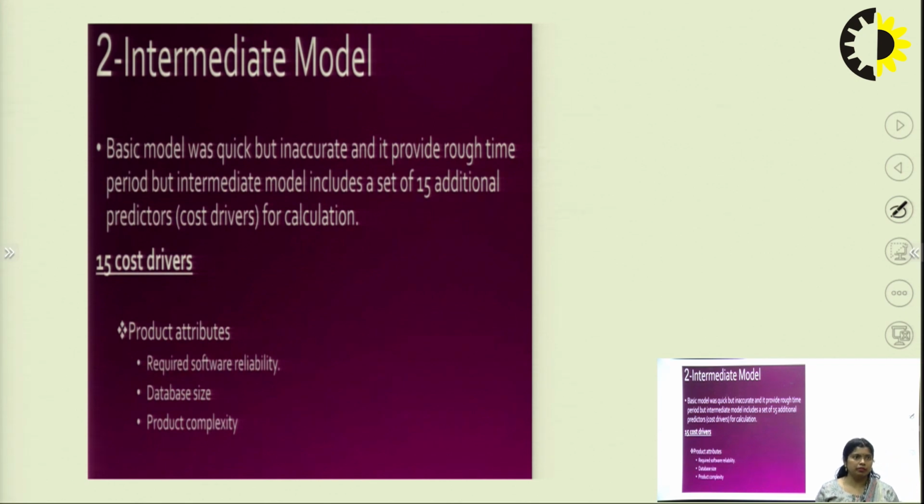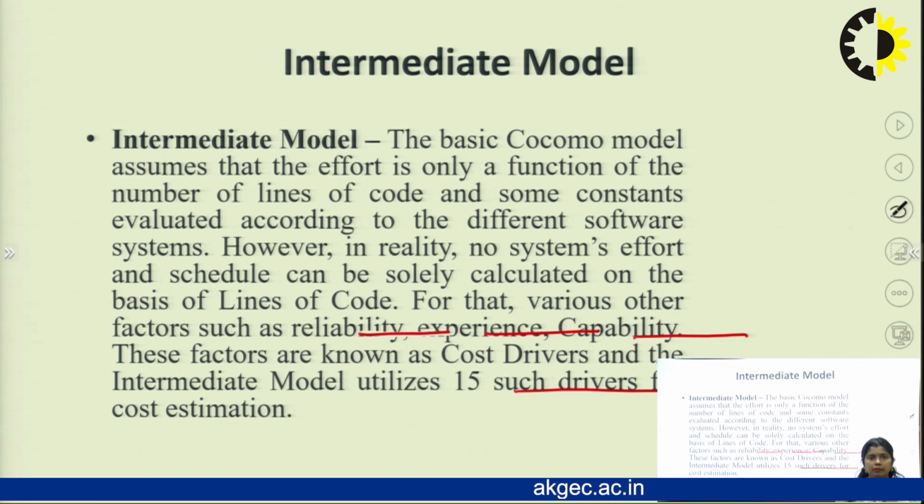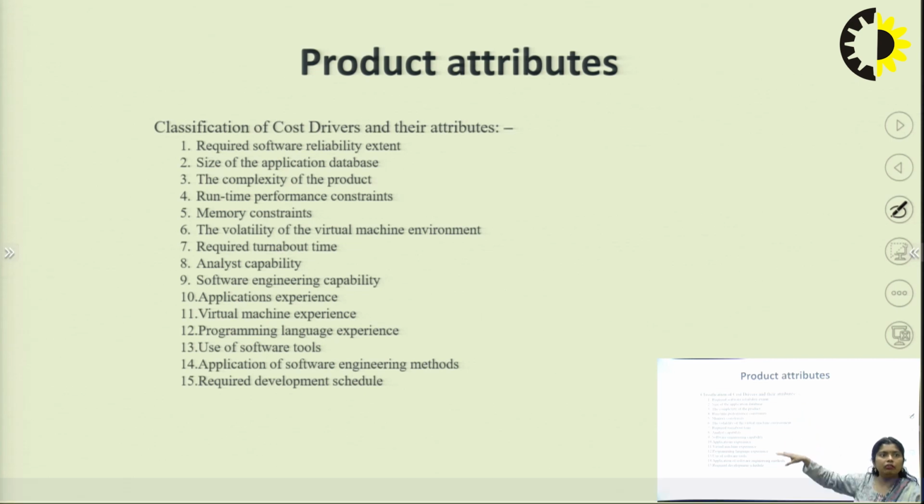In the intermediate model, some other parameters are included, which are called cost drivers or predictors. These predictors are 15, and these predictors are in the intermediate model. These 15 parameters depend upon the software project, experience, reliability, capability, whatever these cost drivers are. These are the 15 cost drivers. The first is the required software reliability, whatever reliability we need when we are going to develop this particular project, or size or complexity.